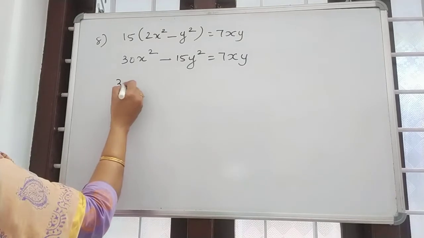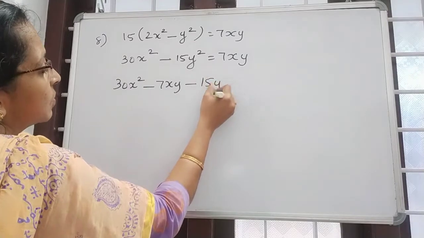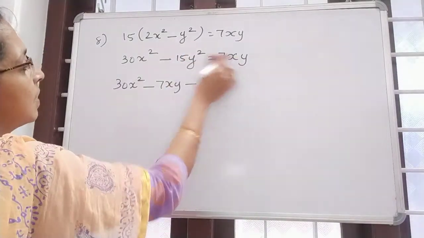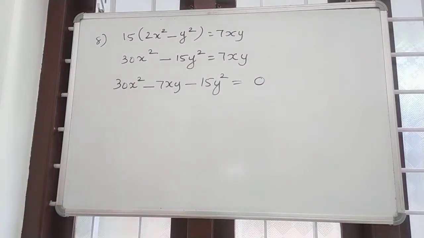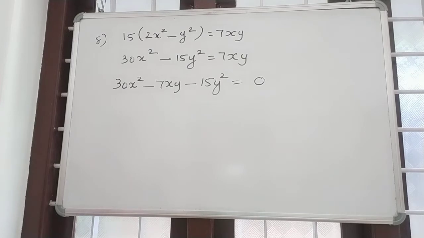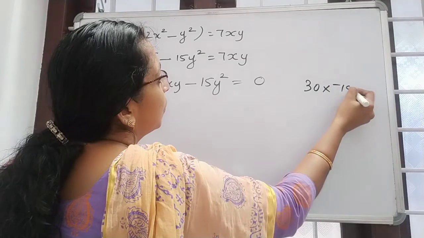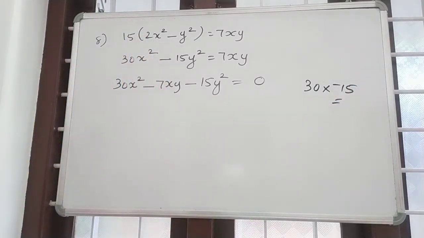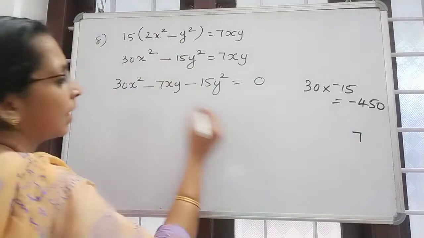So 30x square, take 7y minus 7xy minus 15y square as minus 15y square itself. This 7y we take to the left side, equal to 0. Splitting the middle term, 7 we want. If you are multiplying 30 and negative 15, 30 into negative 15 is what? Negative 450. We want to get, if we add or subtract, negative 7.